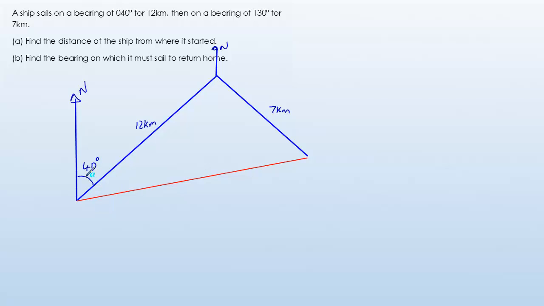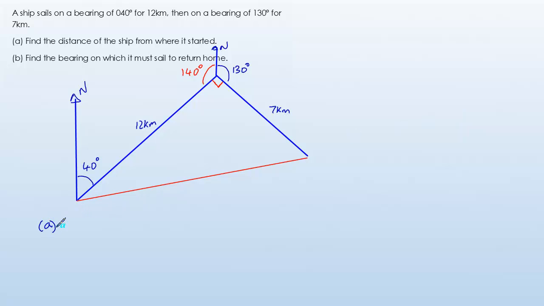This is 40 degrees, and these are both north lines. So therefore the 40 degrees and this angle here are co-interior angles, which means that they add to 180. We were given in the question that this angle here is 130 degrees. If we do 360, which is the angle around a point, take away 140, take away 130, we'll find that this angle just here is a right angle.